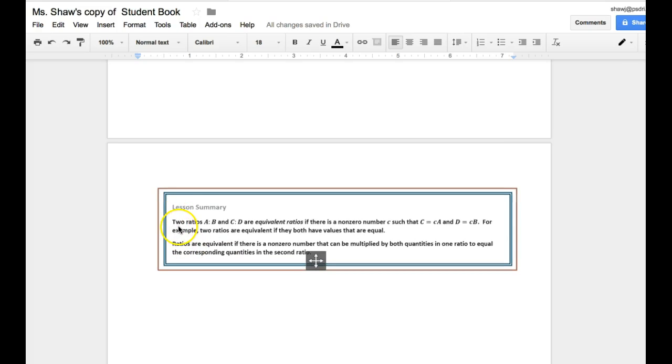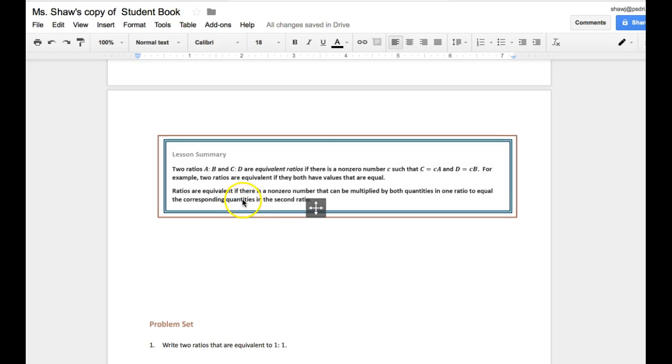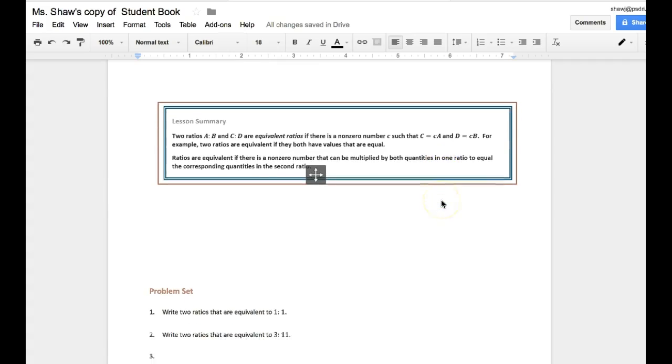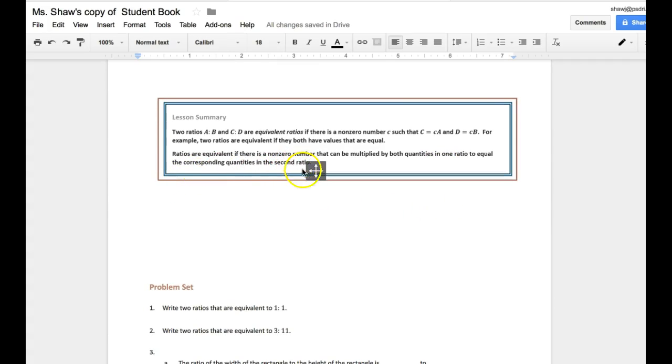Based on our lesson summary today, we learned that 2 ratios, A to B, and then C to D, which could be a different ratio, are equivalent ratios if there is a non-zero number, c, such that C equals c times A and D equals c times B. So for example, 2 ratios are equivalent if they both have values that are equal. It can be easier seen when we start looking at them with fractions as well. Ratios are equivalent if there is a non-zero number that can be multiplied by both quantities in one ratio to get the corresponding quantities in the second ratio.